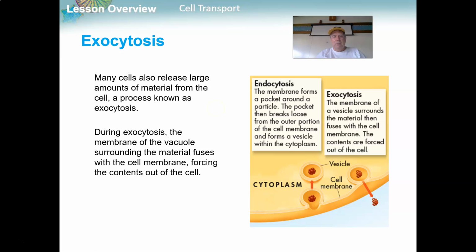During exocytosis, the membrane of the vacuole surrounds the material, fuses with the cell membrane, forcing the contents out of the cell. Friends, we are now done with active transport.